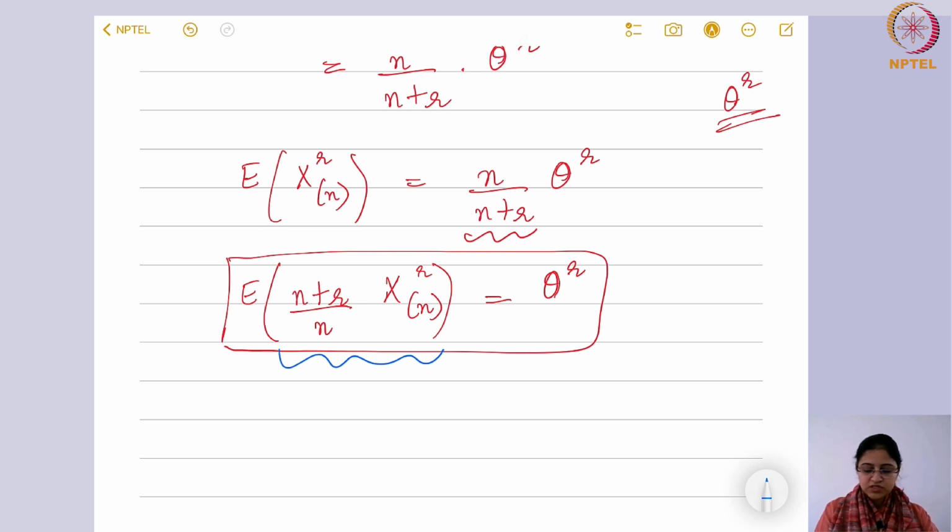So you can see that this is based upon your MLE, and this is going to be a better unbiased estimator for us. So this basically completes your concept of unbiased estimation.